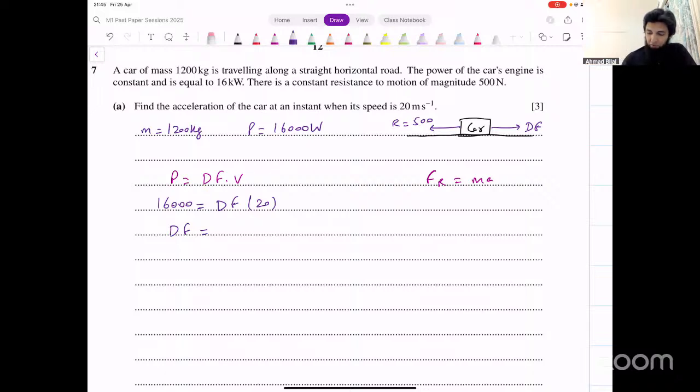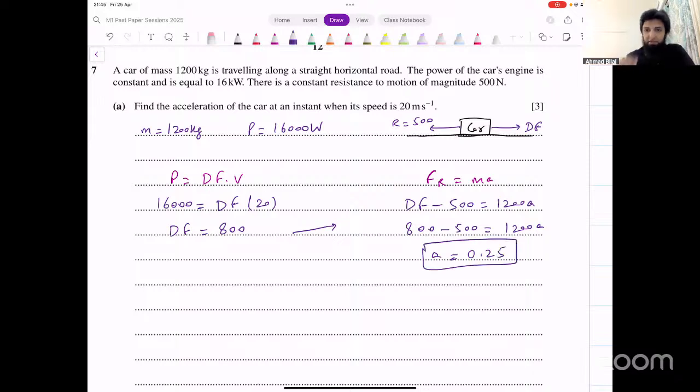Then forward force is driving force, backward force is 500. That equals mass, which is 1200 times acceleration. The driving force turns out to be 800. Put that in the other equation, and that will give you the value for acceleration. 800 minus 500 equals 1200 times A. 300 over 1200, that will turn out to be 0.25 meters per second square. That's the acceleration. Fairly straightforward, very standard power question.